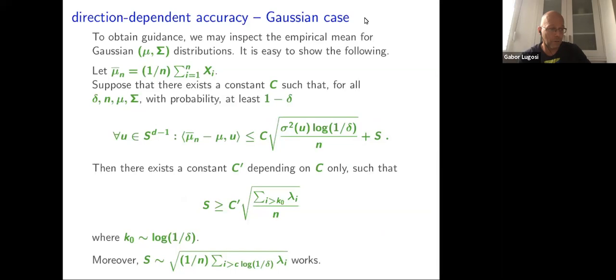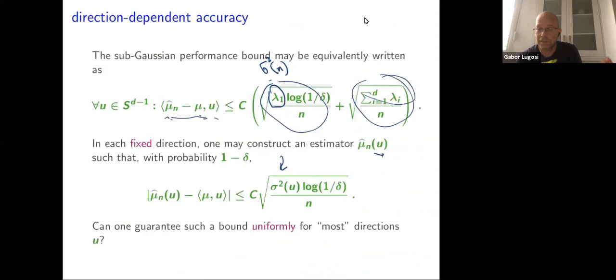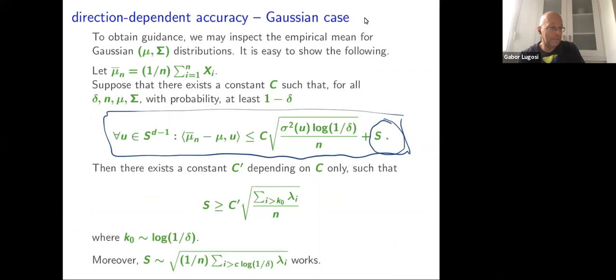Okay, so what one can prove is the following. Suppose that we have an inequality of this kind of form, right? This is the same form as before, but now here we have the direction dependent accuracy. And here we have some number S that replaces this term here, which was the square root of the trace of the covariance matrix divided by n. Then it turns out that this S has to be at least something which is actually smaller than the trace, right? This is the sum of the eigenvalues, but only the smallest eigenvalues. We can chop off the first log 1/δ. And in fact, this is realizable, right? For the empirical mean, you can actually improve this S to this sum. Okay?